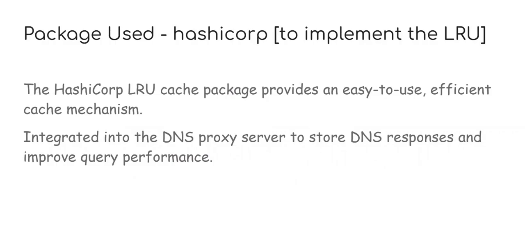Next up, we have the package used, which is HashiCorp, to implement the LRU. HashiCorp is one of the packages which comes with Golang, and we used it to implement the LRU. And we integrated it into our DNS proxy server to store the DNS responses, and we stored the DNS responses with the domain and the DNS records. Now, like a domain name with its AAAA record, like that. So we store that so that we can get the response in constant time whenever we find it in the library.